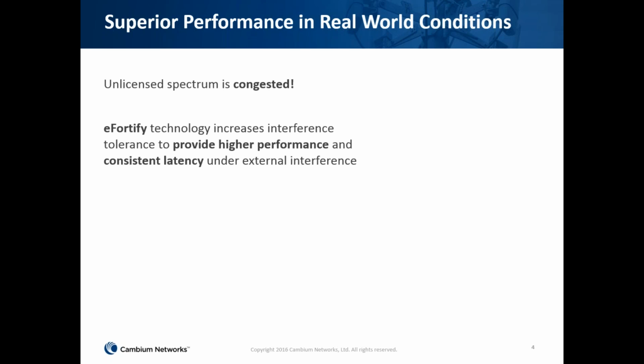So we're talking about operating in unlicensed spectrum, so as long as they abide by the local regulatory rules, or even not in some cases, as I'm sure some of you have seen, anyone can pitch up and begin transmitting on that entire unlicensed spectrum band, whether 2.4 or 5 gigahertz, and possibly create a lot of interference for your network, which degrades your ability to provide adequate service to your customers. So eFortify is a set of technologies, as you can see there, to provide high performance and consistent latency under external interference.